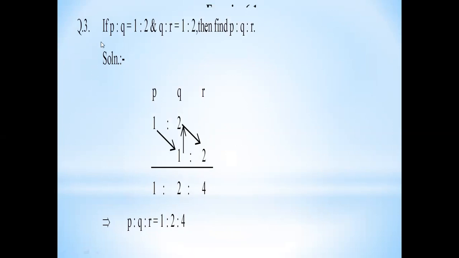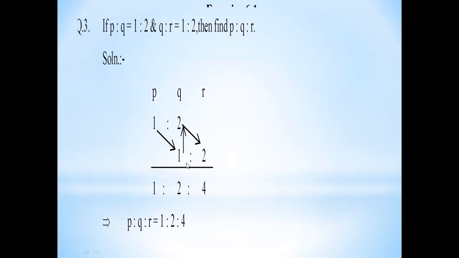Now question number 3: if P ratio Q is 1 ratio 2 and Q ratio R is 1 ratio 2, then find PQR. Again, this ratio you write as PQR. For PQ, 1 ratio 2, and for QR, 1 ratio 2. Here for P, the value is 1, so below P, you write 1. For Q, the value is 2, so below Q, you write 2. And in the second ratio, for Q the value is 1, so below Q, you write 1. And for R, you have 2, so below R, you write 2.